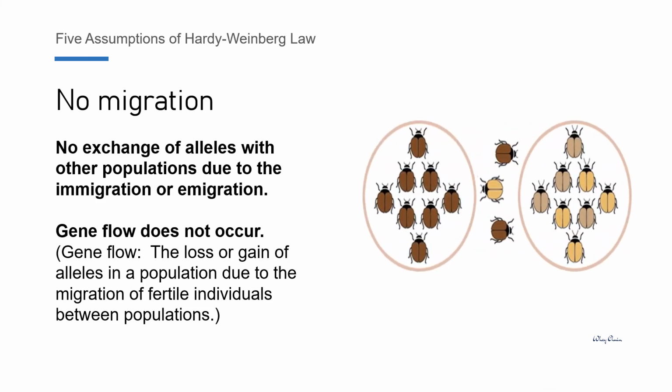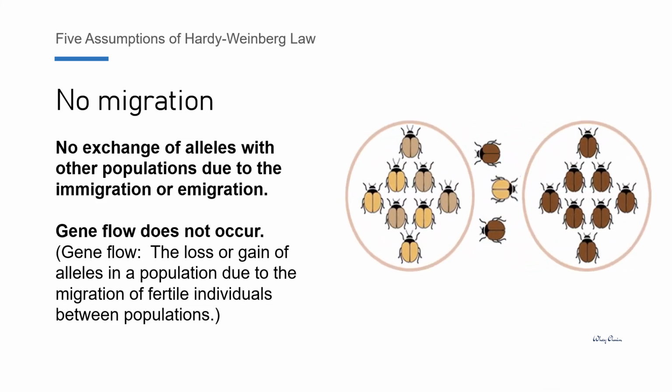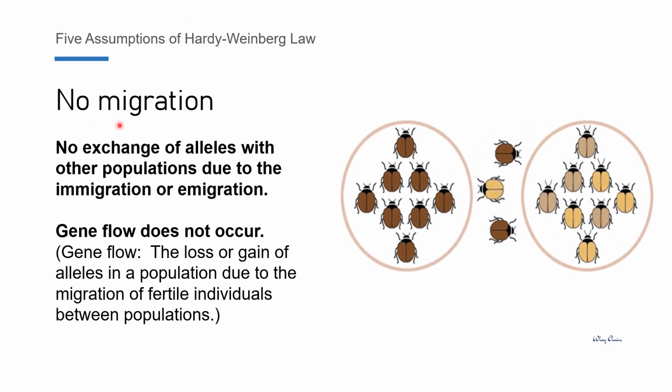To achieve genetic equilibrium, there must be no migration in that population, and then no exchange of alleles with other populations. So gene flow does not occur.